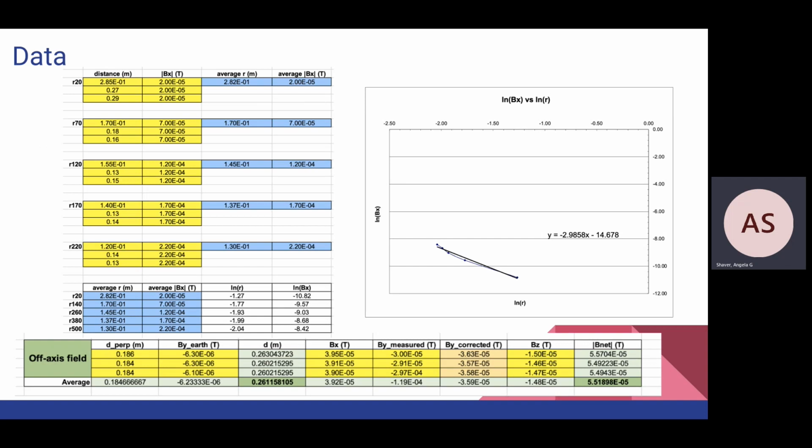Here is the data that I found. The top left part is the data from where the magnetometer is on axis with the magnet, and this data was graphed, which can be seen on the right, and from this graph, we were able to find the N value from the slope of the line, which, as I stated earlier, was found to be negative 2.9858 meters. And then at the bottom of the screen, you can see the off-axis values, and this was measured at that spot 45 degrees off the axis.